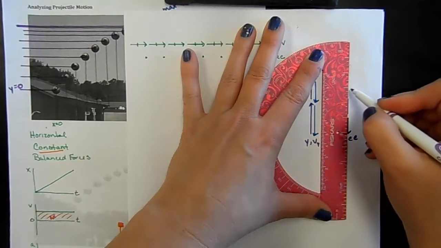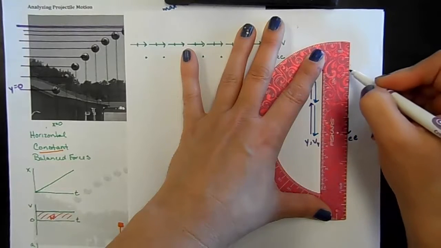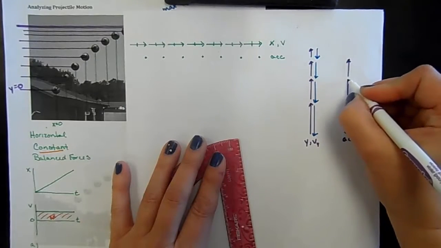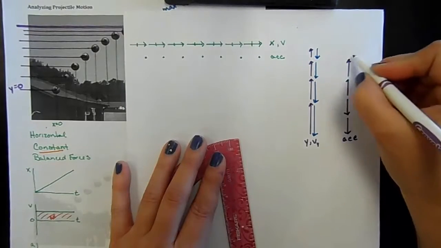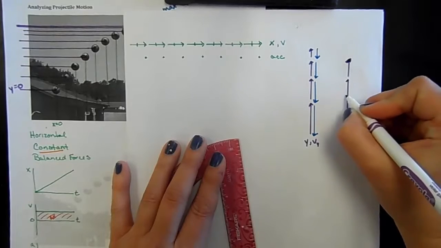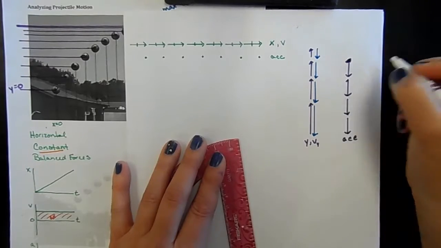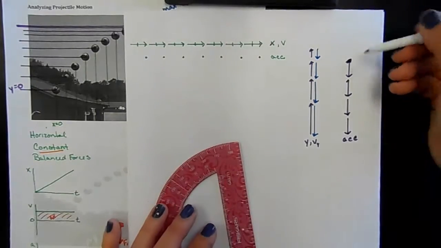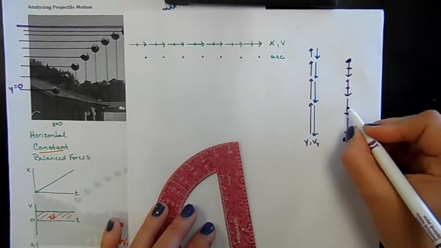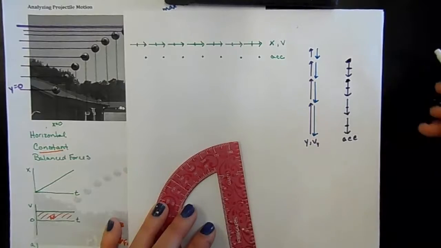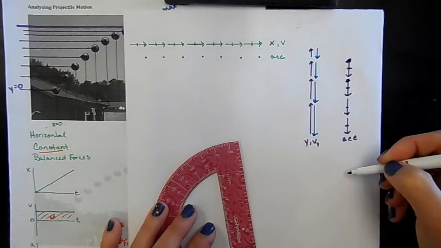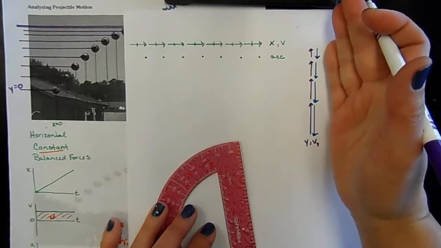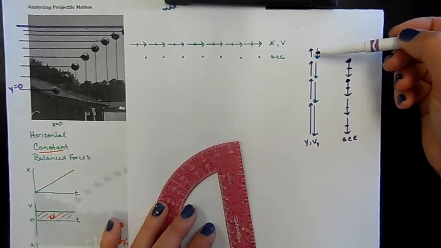Do the same thing. Whoop, that's wrong. So we're going to go acceleration in the down direction because our arrows are getting smaller and smaller and smaller. So our acceleration is constant. Our acceleration is constant in the negative direction because as we're going in the positive direction, our velocity is decreasing.